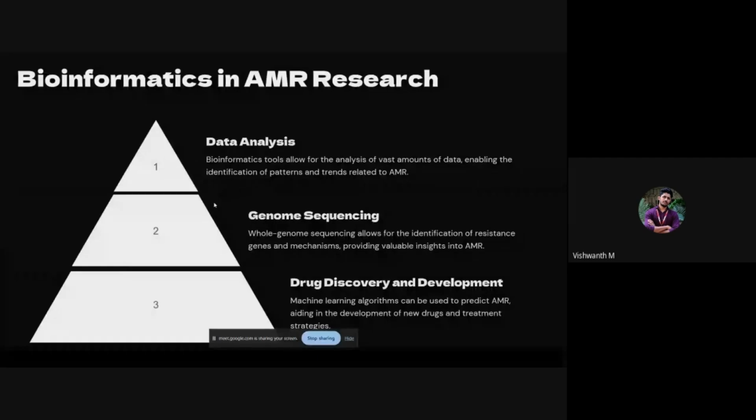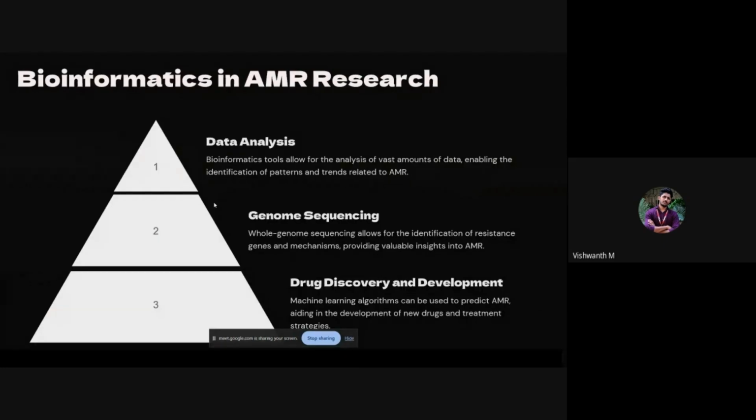The first one is data analysis. It is used to find patterns. By processing vast data sets, bioinformatic tools can identify resistance patterns and predict future trends of the microorganisms. For example, by analyzing hospital data, bioinformatics can spot outbreaks of resistant germs early.